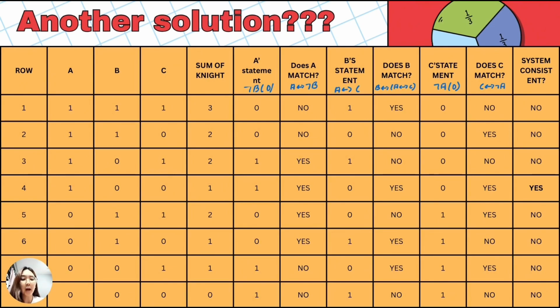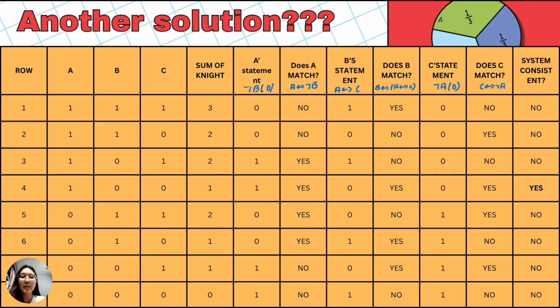Okay. So we also look at whether C matches with itself. We look at column C and the C statement. For example, in row 1, C is 1, but the C statement is 0, so they are not matching. And in row 2, C is 0, and the C statement is also 0. So yes, they are matching.